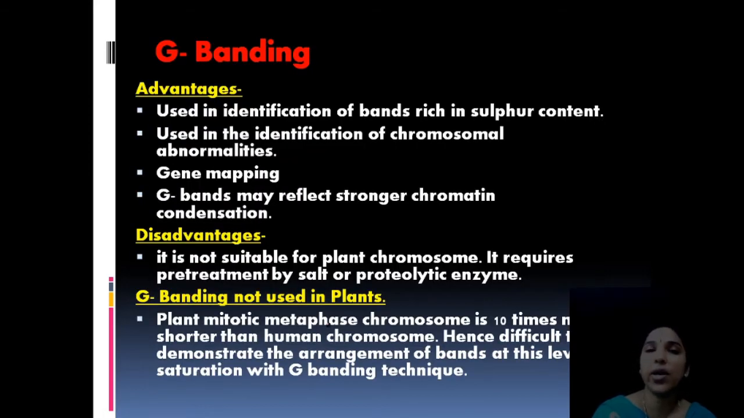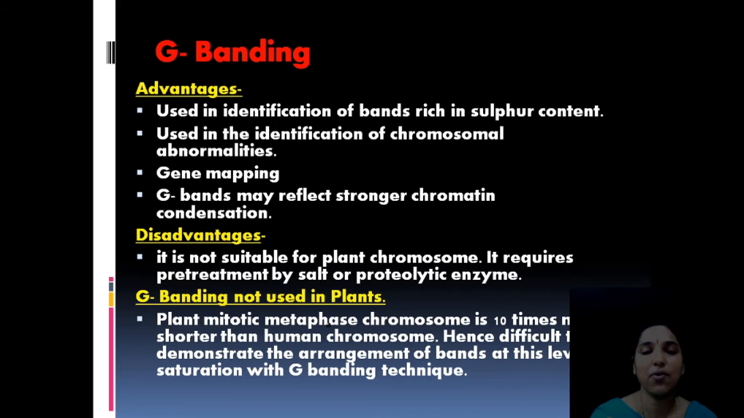Then what are the advantages of G banding? It is used in the identification of bands rich in sulfur content. Also, identification of chromosomal abnormality, which I already told you. It allows gene mapping, and also it reflects stronger chromatin condensation, that is, the heterochromatic regions you can identify easily. Okay, what are the disadvantages?